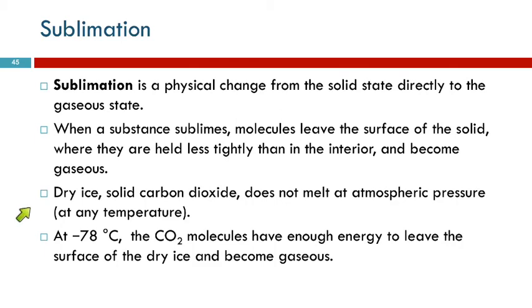Dry ice is a substance that does not melt. It's solid carbon dioxide. It does not melt at atmospheric pressure. So, that's why we call it dry ice. It's cold like ice, it kind of looks like ice, but it never melts, so it doesn't make a mess, right? It doesn't get things wet. It just goes directly to the gas state. At minus 78 degrees Celsius, the carbon dioxide molecules have enough energy to leave. Dry ice is really, really cold.